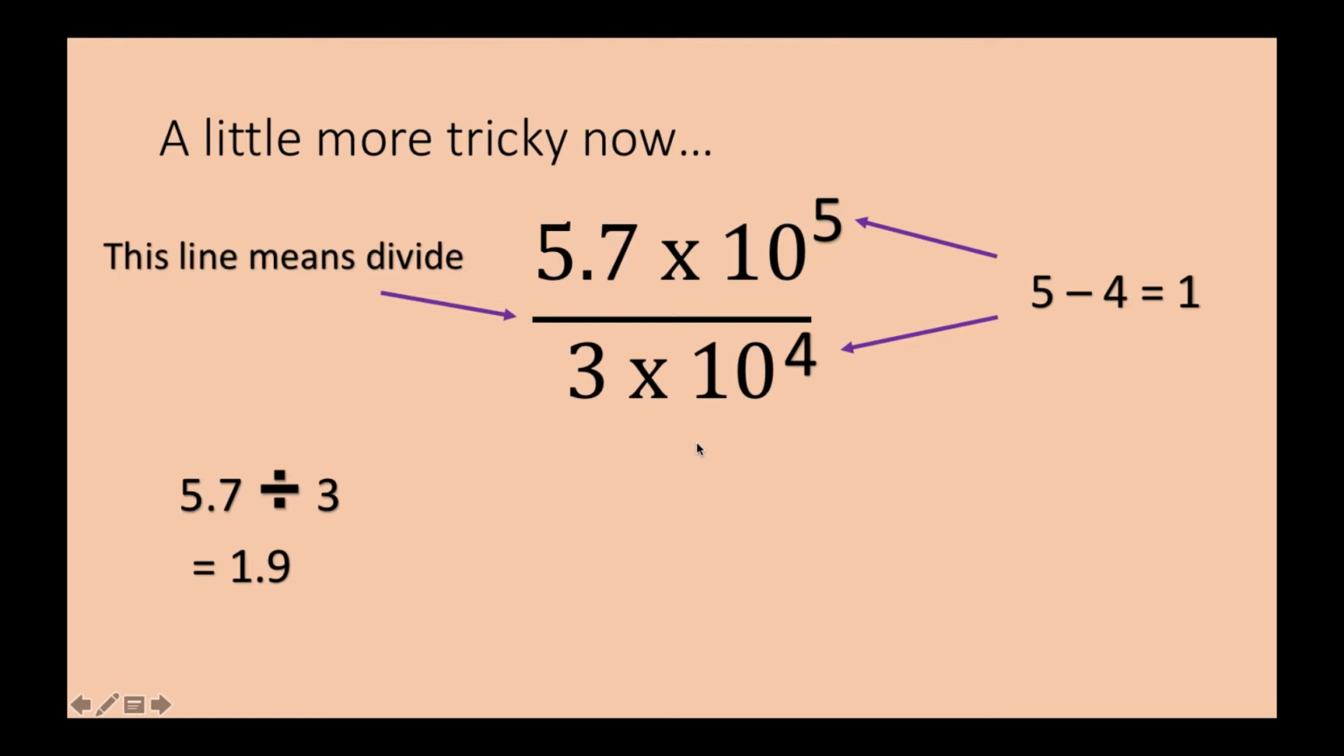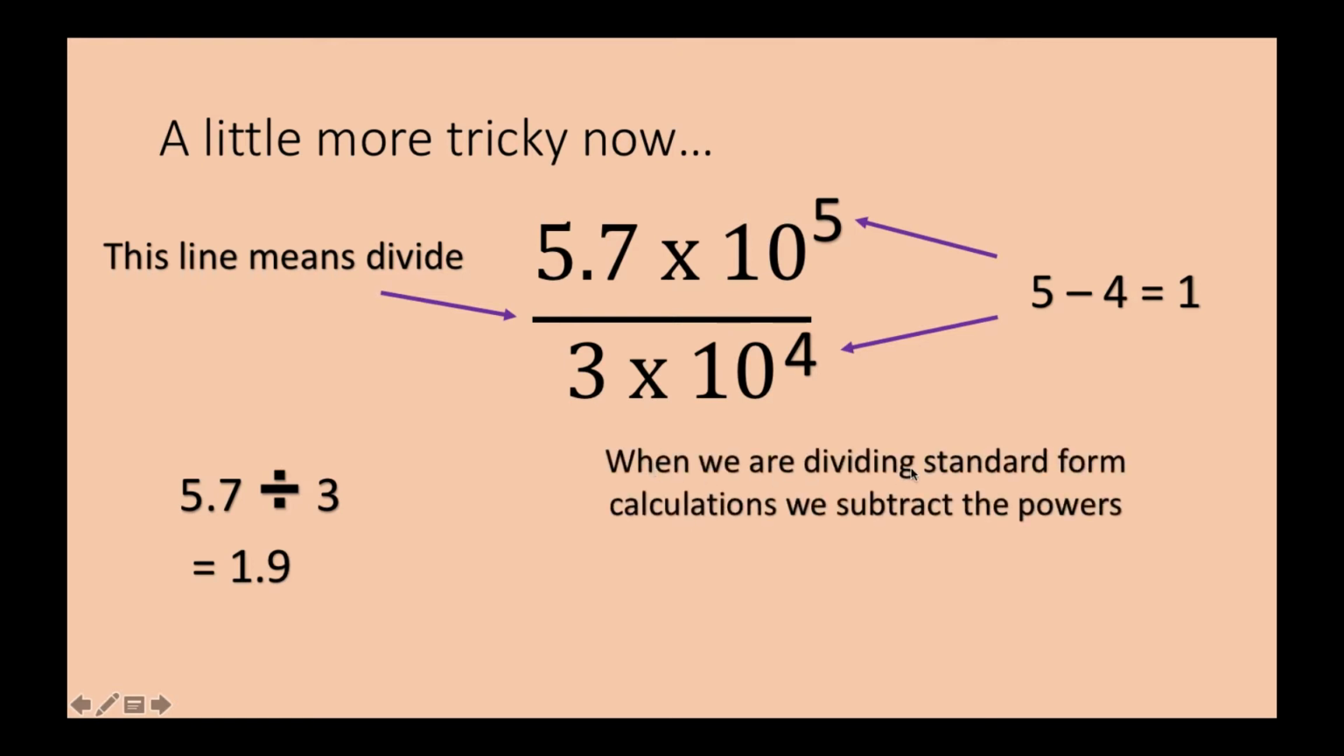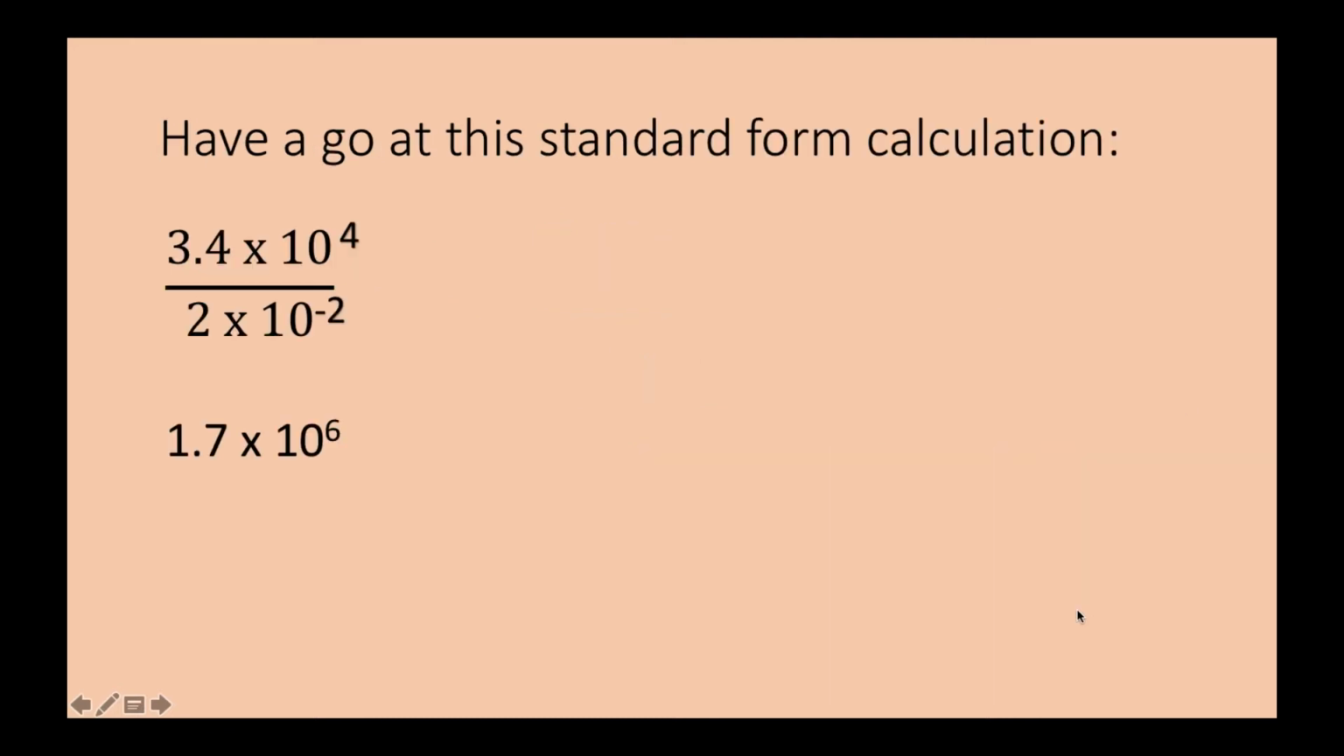And this comes up again in the next section. Or this might have come up before, sorry, in the indices section. So when we are dividing standard form calculations, we subtract the powers. So we end up with this 1.9, and we have times 10 to the power of 1, because that was our subtraction of powers. I was going to say have a go at this standard form calculation, but I've already given you the answer, so I'm ever so sorry about that. But let's just go through it.